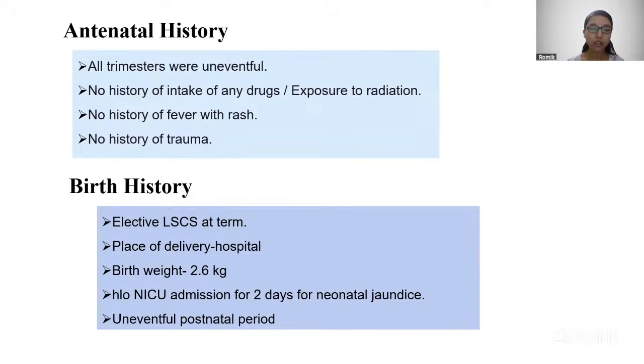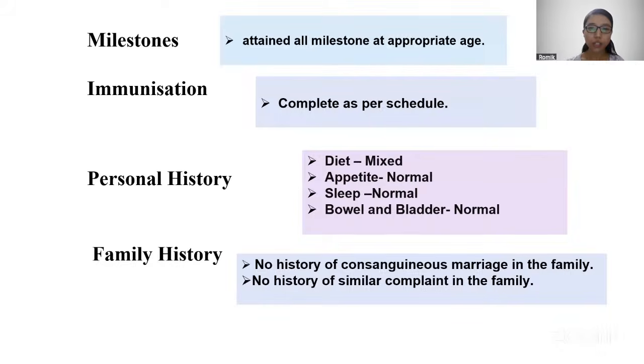Place of delivery was hospital. Birth weight 2.6 kg. There was history of NICU admission for 2 days for neonatal jaundice, and after that there was an uneventful postnatal period. Milestones attained at appropriate age. Immunization was complete as per schedule. On personal history, diet was mixed, appetite normal, sleep normal, bowel and bladder habits normal. Family history: there is no history of consanguineous marriage in the family, no history of similar complaint in the family.